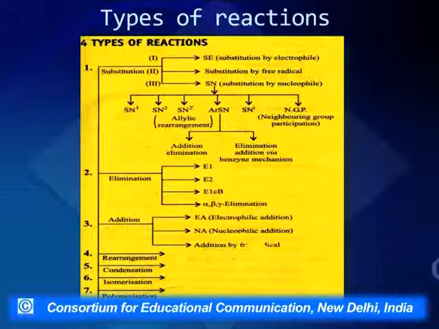Now if we look into different types of reactions, to make the whole of organic chemistry simple, almost all the reactions can be classified into the following types: substitution, elimination, addition, rearrangement, condensation, isomerization, polymerization, and pericyclic reactions. Today I will just give you a very brief account. In our next classes, we will be taking all these reactions one by one in detail, discussing their reaction mechanisms.